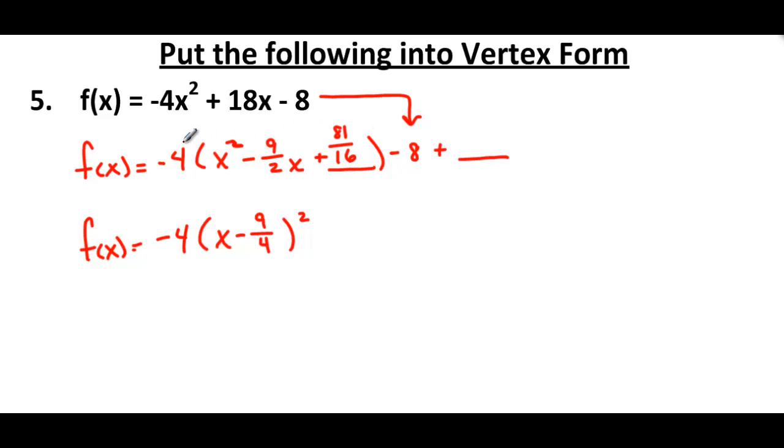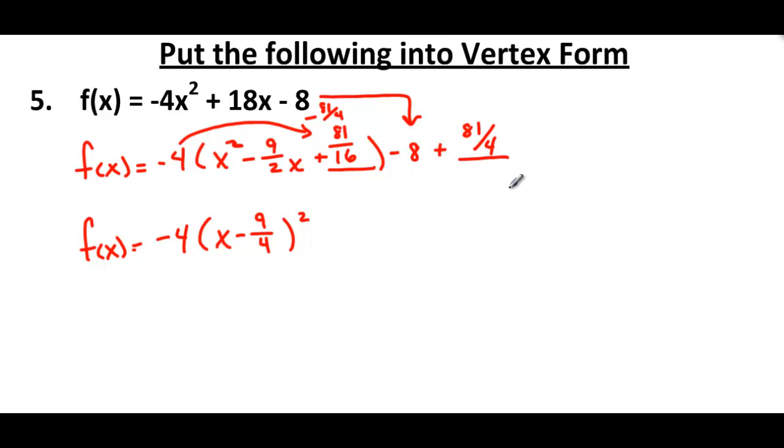But I didn't really add 81/16. What I did is I subtracted 81/16 times a negative 4, which gives me a negative 81/4. 4 reduced with 16 4 times, so I get negative 81/4. So to get rid of negative 81/4, I'm going to add 81/4.